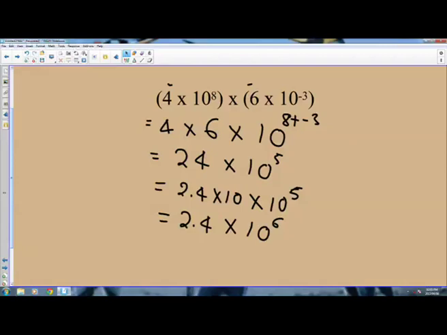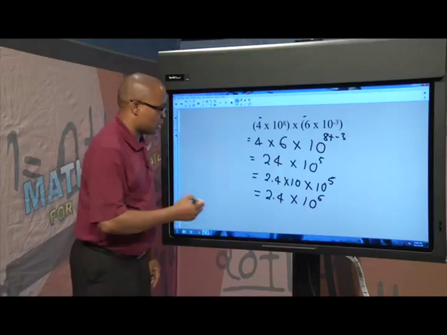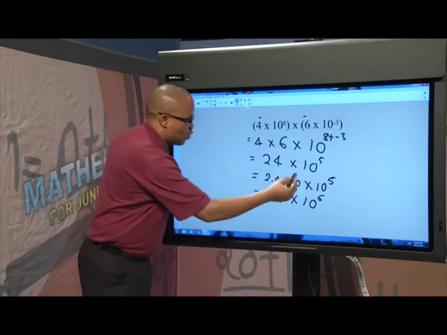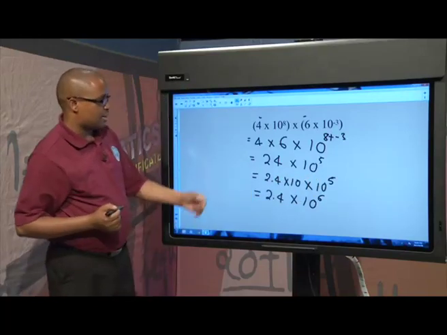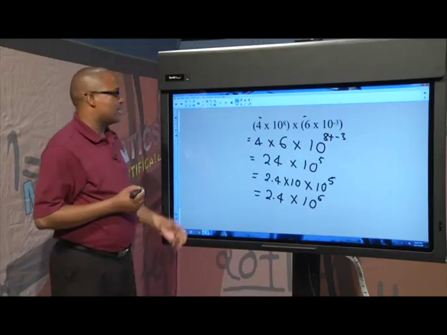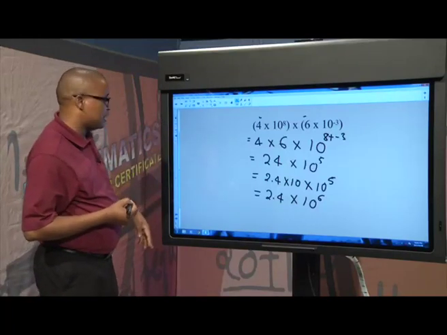The laws of indices say when you multiply numbers with the same base, you add the powers. So this is 10 to the power 1, 10 to the power 5. So we'll just add 1 and 5. Then this will give us 2.4 times 10 to the power 6. This is how we simplify, or rather work out, numbers in standard form.